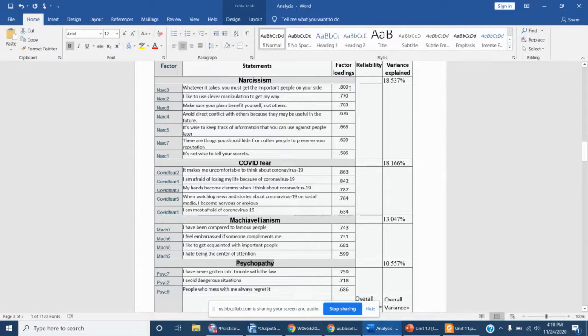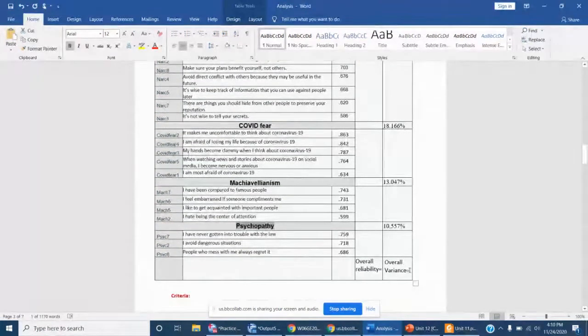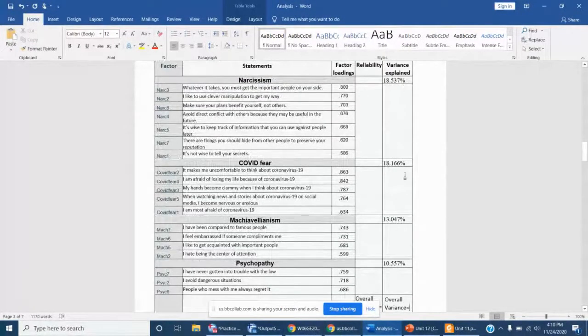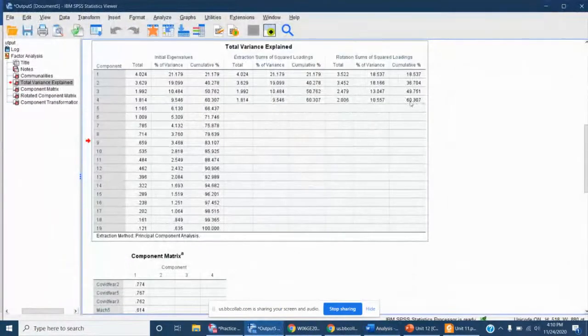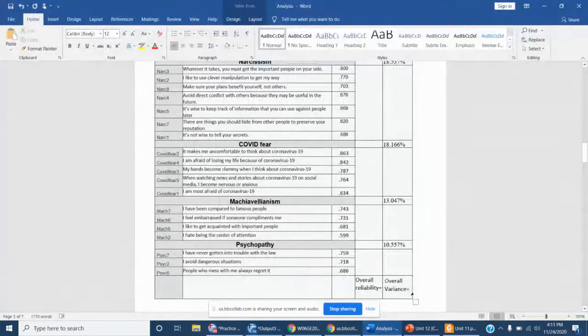Now, at the end of this table, you need to tell us the overall variance. We will simply add these four numbers, or if you have three variables, you will add three numbers, and then you will give the figure. We can also look at this from our table. The last column is basically cumulative variance. It shows that our overall variance is 60.307. So our factor solution is explaining 60.307 percent variance, which is very, very good.